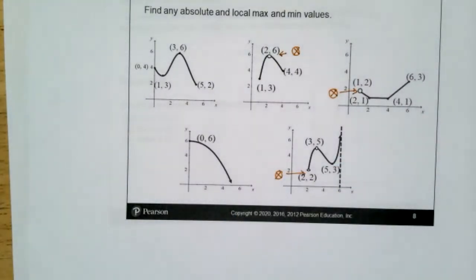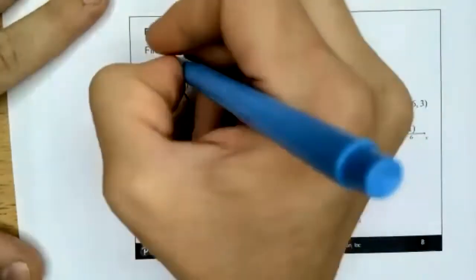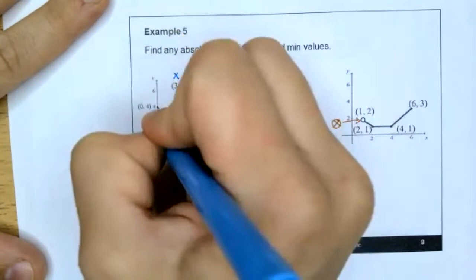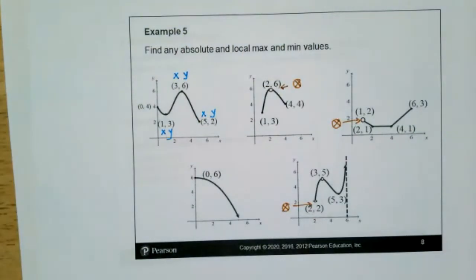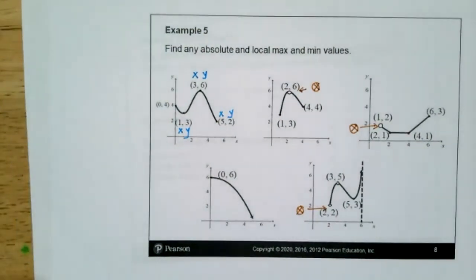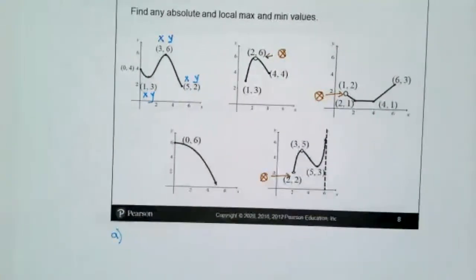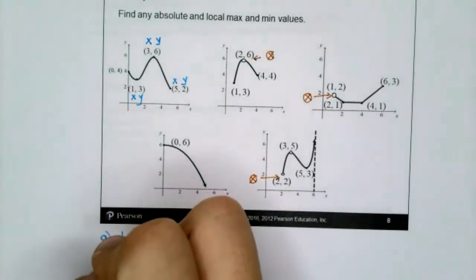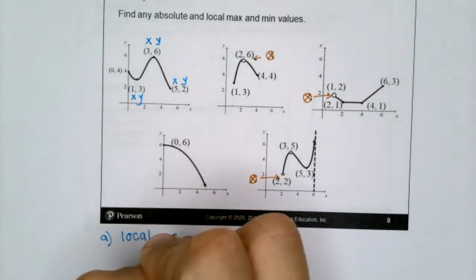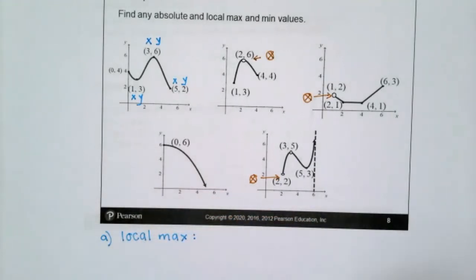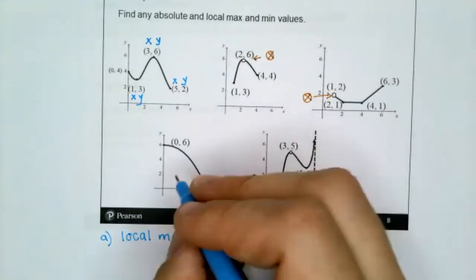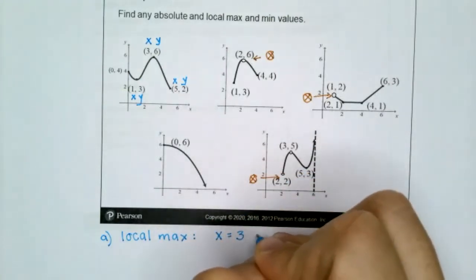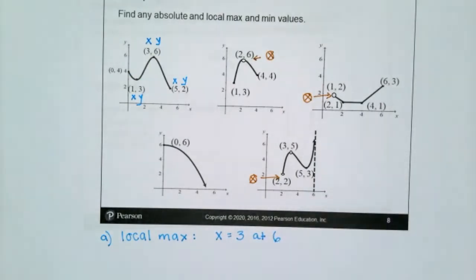So let's look at A. Remember, 3 is my X, 6 is my Y, 1 is my X, 3 is my Y, 5 is my X, 2 is my Y, right? Absolute and local max and minimum values. So for graph A, my local max is anywhere that I have a hill. It comes up and goes back down. So I'm going to say X equals 3 at 6. It's the one time it goes up and comes back down.